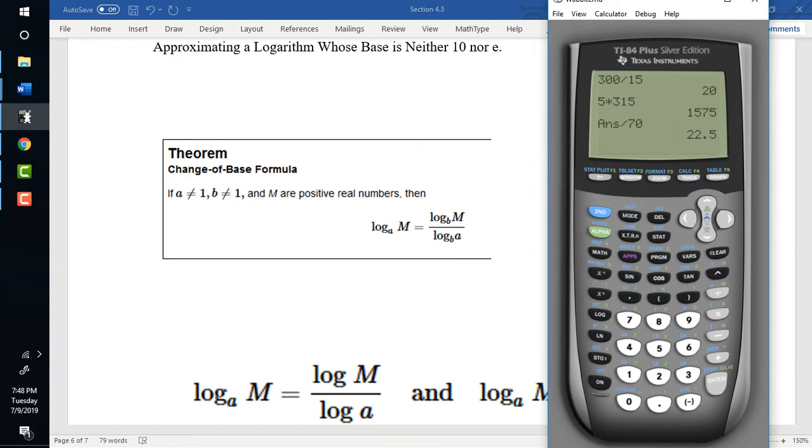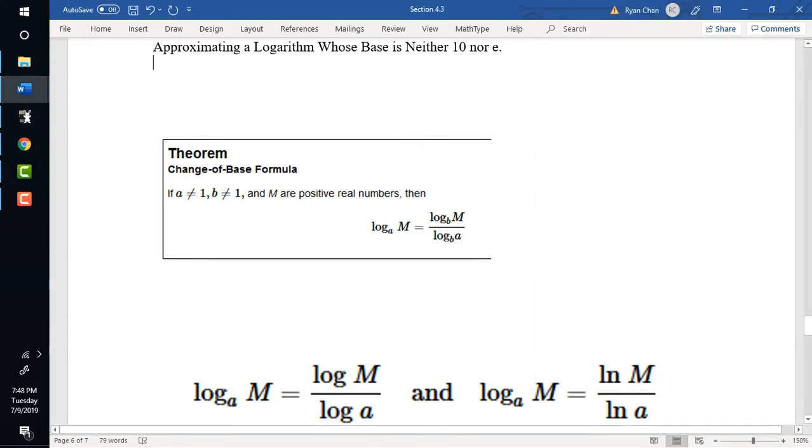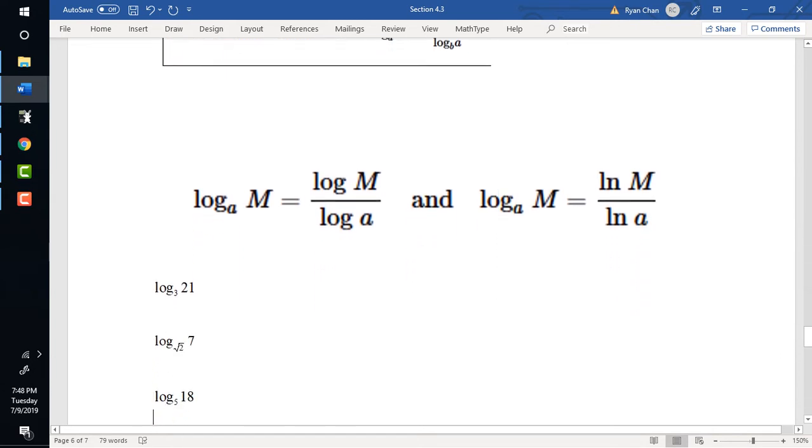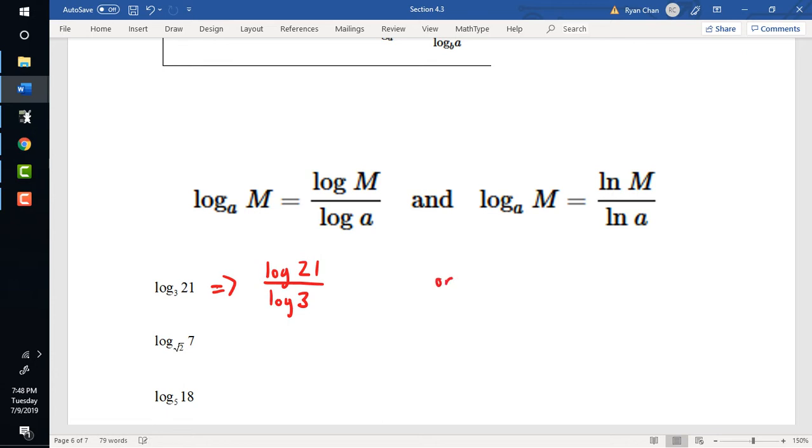So this is where you can use this formula, which is called the change of base formula. Essentially, if you have a base and then you have this number out in front, the item out in front will go on top and the base will be on the bottom. And you either do logs or you do natural logs. Let me give you an example. If I have log of 21 base 3, I can write this as log of 21 over log of 3, or as natural log of 21 over natural log of 3.